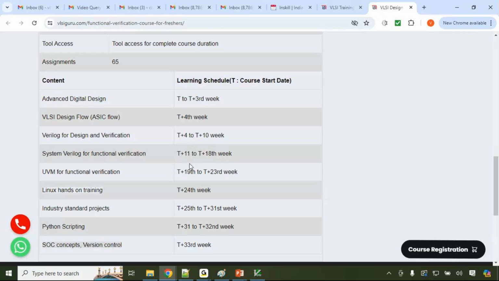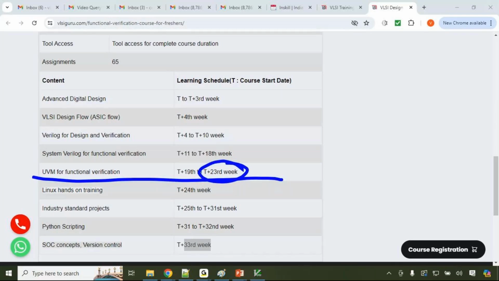Once you are good with that, UVM won't take much time. Here we take only 5 weeks, 19 to 23. Linux will go for 1 week. Then industry standard projects will go for 7 weeks, 25 to 31. Then Python scripting for 2 weeks, and SoC concepts for 1 week. So these 33 weeks roughly come to 8 months. But as I said, your placement support starts here, around the 6th month of the training, when you will start getting the placements.